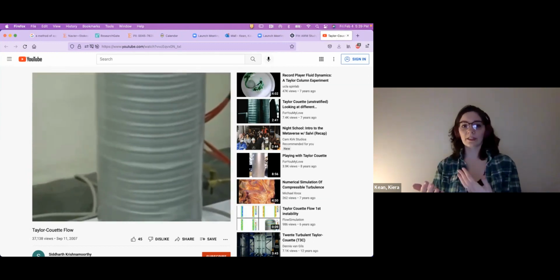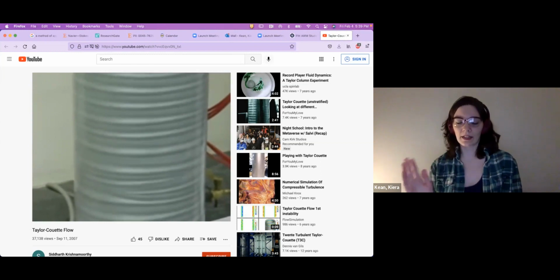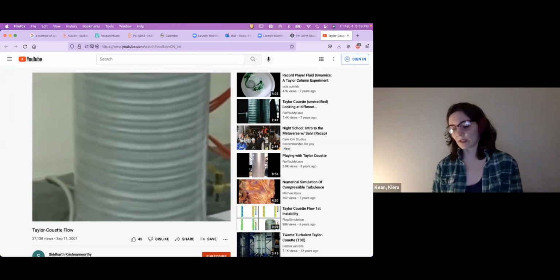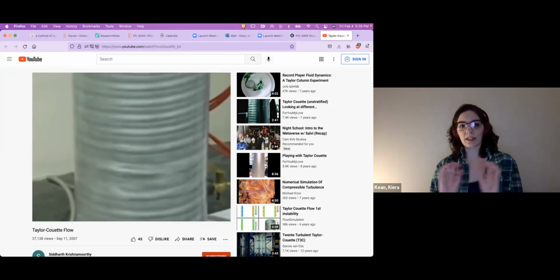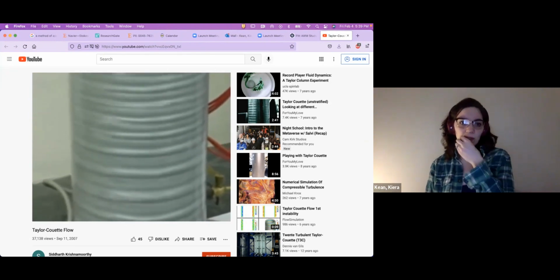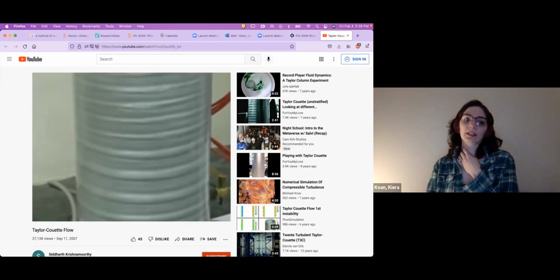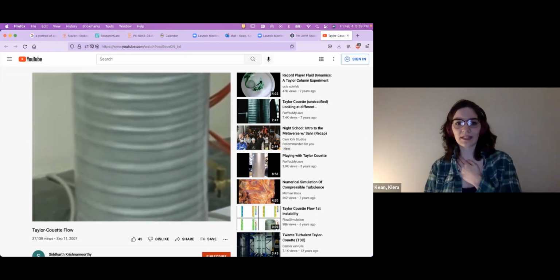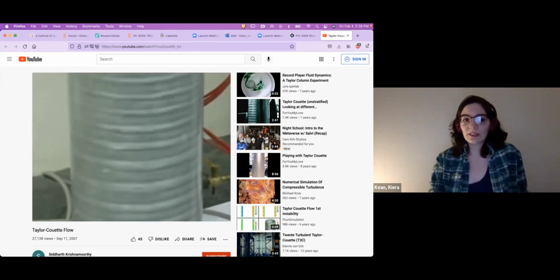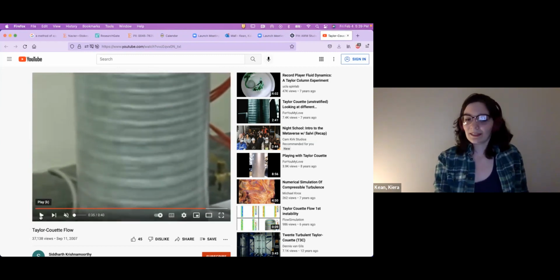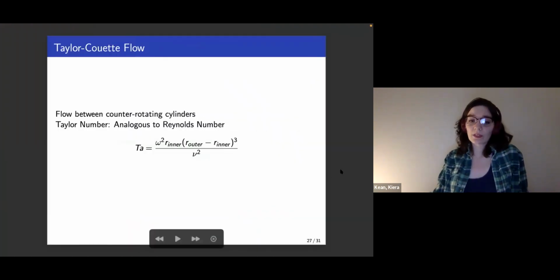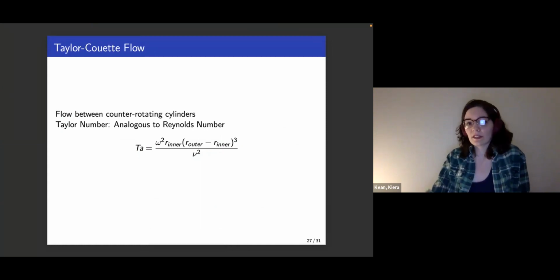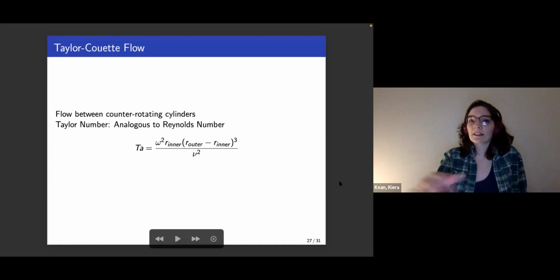So we have, again, counter-rotating cylinders, a fluid inside, and by varying the speed, we can see sort of different patterns start to appear. So the Taylor vortex is kind of the characteristic bands of vortices, and as we spin it faster, we see wavy Taylor vortex flow, and as we continue to speed it up, we would see turbulence, but not pictured here. So we also have kind of the Taylor number, which is analogous to the Reynolds number, which defines kind of what the flow looks like.